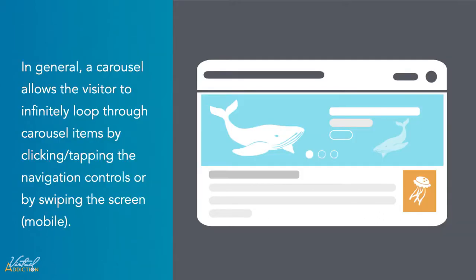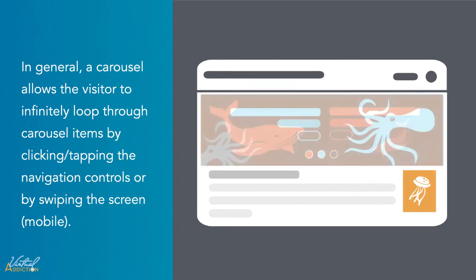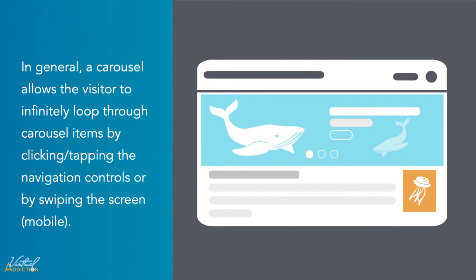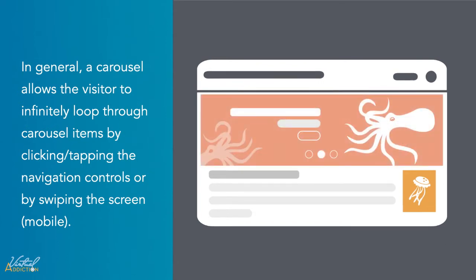You may be wondering what's the difference between a carousel and a slider. In general, a carousel allows the visitor to infinitely loop through carousel items by clicking or tapping the navigation controls or by swiping on the screen in cases of mobile use. It means that the carousel will automatically go back to the first item when you reach the last one and continue to navigate in this way. This is opposed to a slider, which usually stops running when you reach the last slide.